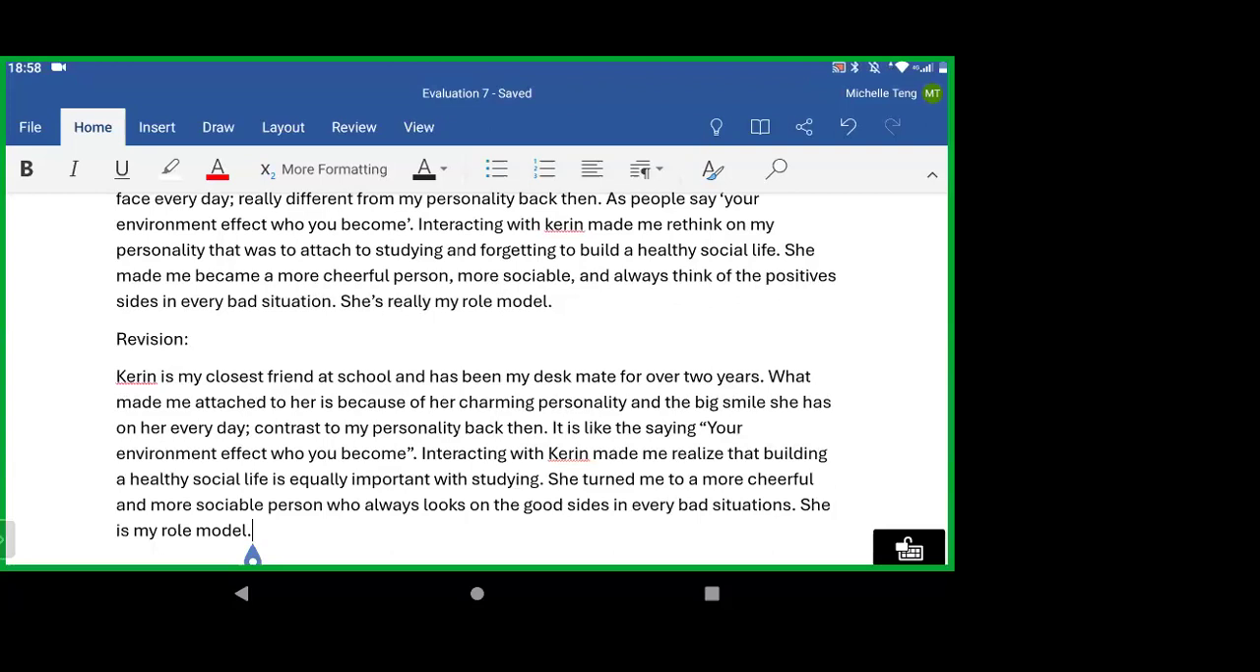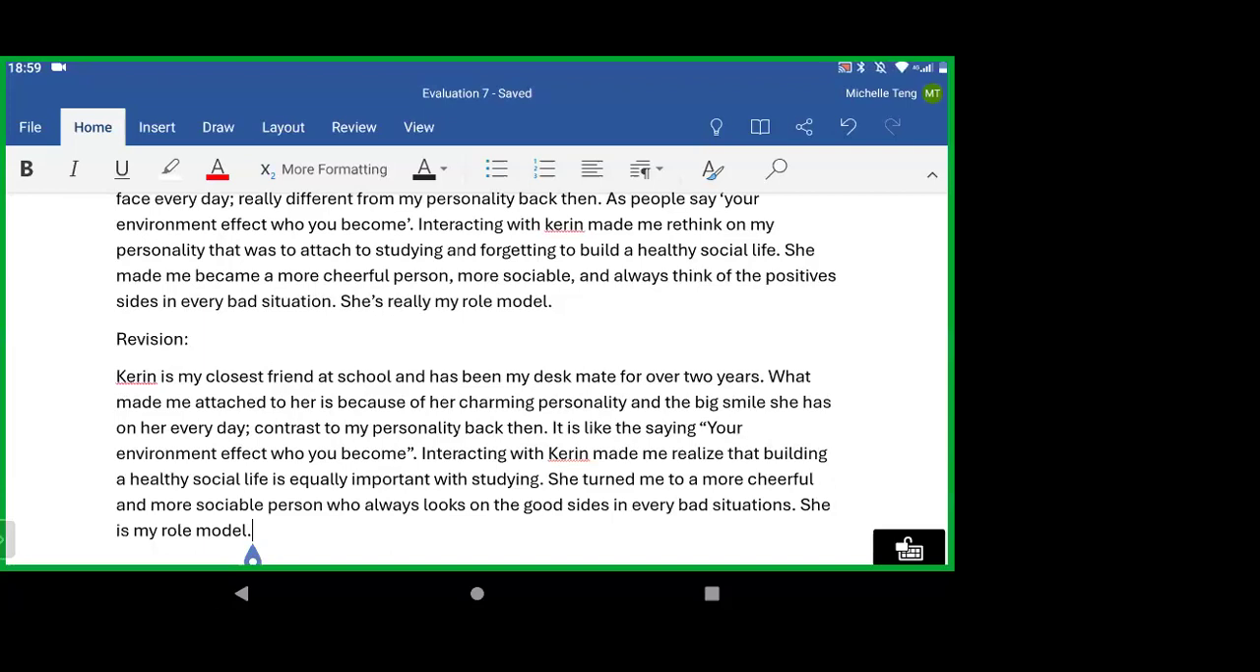In the revision, I changed that to such a person who always looks on the good side in every bad situation. So I changed the word and to who, just a substitute for a person that you're describing, who always looks on the good side in every bad situation. So I changed positives to good sides. It's actually the same. You can say look on the good sides or positive sides. It technically means the same.